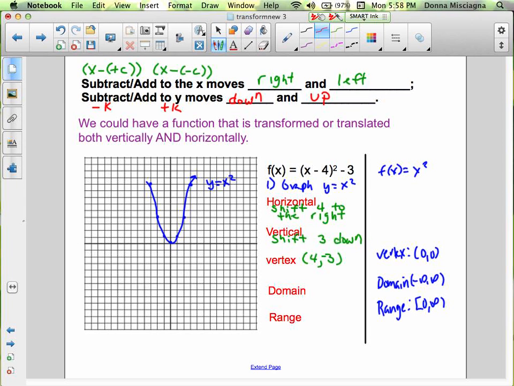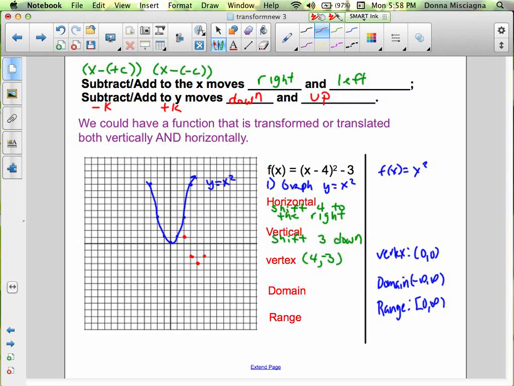I think I'll use red. All right, so I'm going to move every point 4 to the right and 3 down. So 1, 2, 3, 4, and 1, 2, 3. Let's move to the next point. 1, 2, 3, 4, and down 1, 2, 3. Then the next point. 1, 2, 3, 4, and down 1, 2, 3. Now let's move 2 more points. 1, 2, 3, 4, and 1, 2, 3.